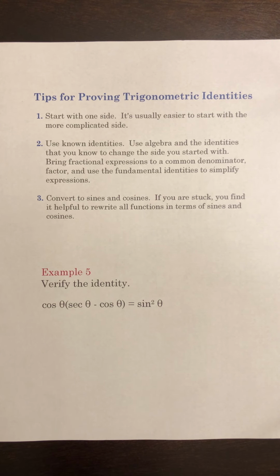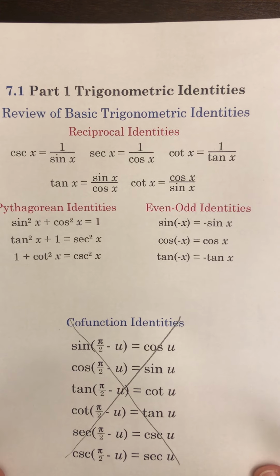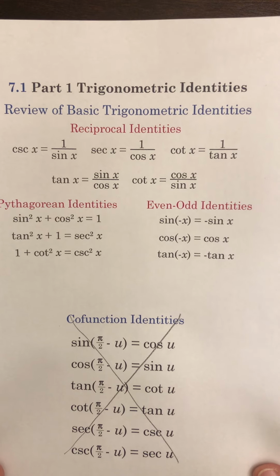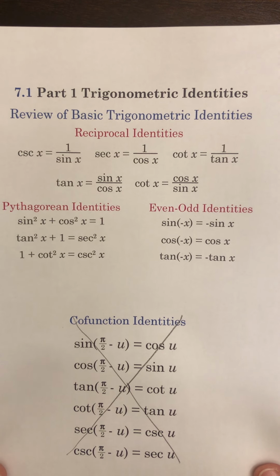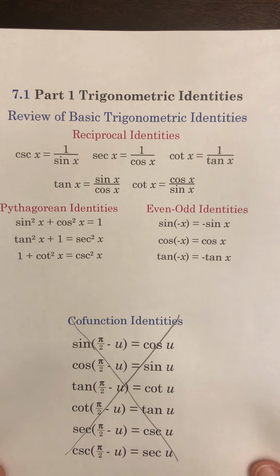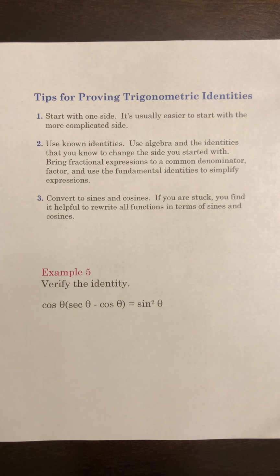Then it says use known identities. Again, taking you back to this very first sheet. All of those identities, you need to know them by heart because they're going to be what helps you get through this section successfully. So you've got to know those. So it says use those known identities.